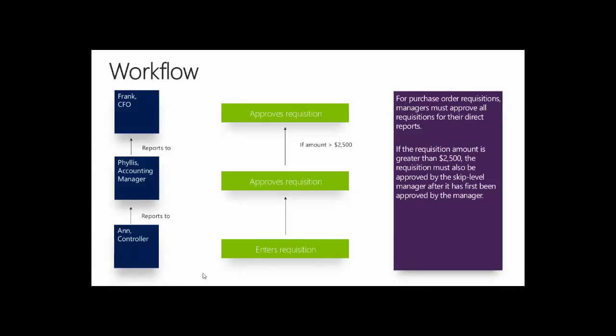For example, consider the following workflow. Anne enters in a purchase order requisition amount that is greater than $2,500. Because Anne directly reports to Phyllis, she will have to approve it. If the amount is greater than $2,500, then Frank will also have to approve it after Phyllis has approved it.